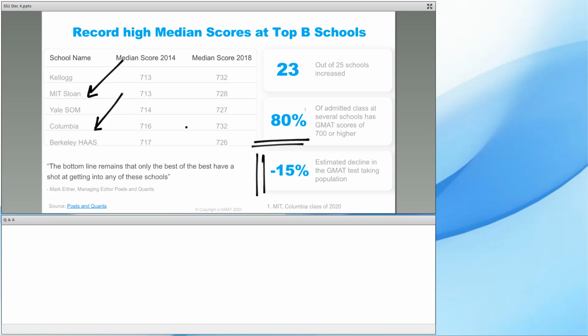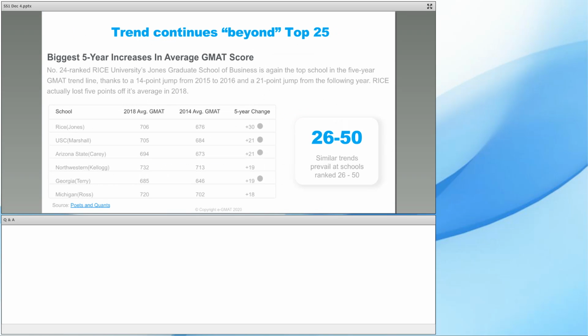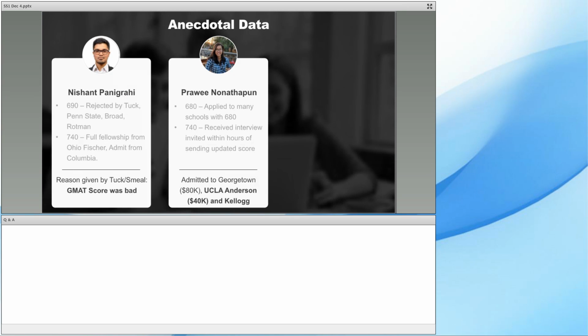And this is despite the fact that we've had a pretty significant decline between 2014 and 2018 in the GMAT test taking population. And again, this trend has continued for schools ranked 26 to 50 here. You can see Rice, you can see Marshall, and a few other schools that have seen a significant increase in their median GMAT scores. Essentially, whatever happens at top B schools, the tier 2 B schools kind of follow that.